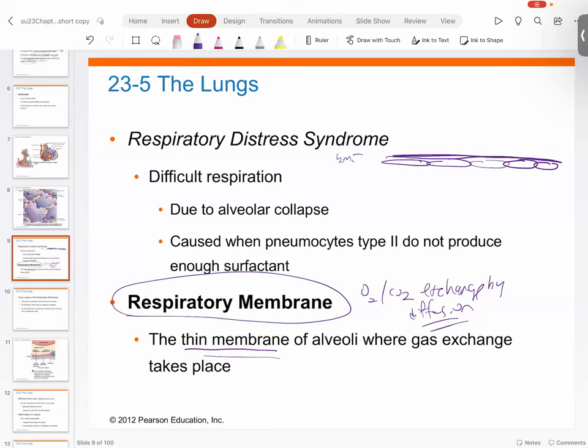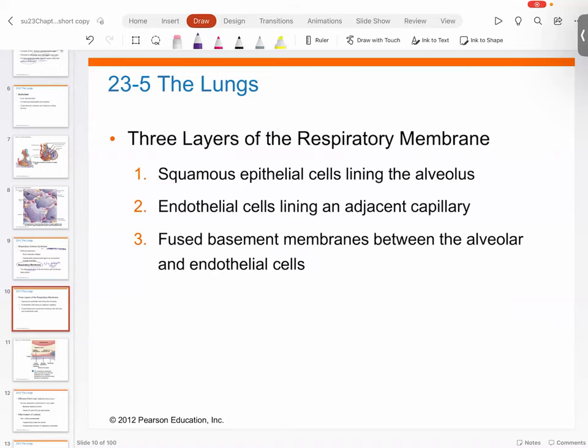Well, let's take a look at the respiratory membrane. The respiratory membrane has three layers. The squamous epithelial cells, got it, right? We just predicted that one. The endothelial cells of the capillary, because the capillary is involved in this as well, right? And then the basement membranes. Only in this case, there's two of them, so they're fused together. So what does that look like? So what that looks like is, let's say here is the capillary. Here's the endothelium of the capillary.